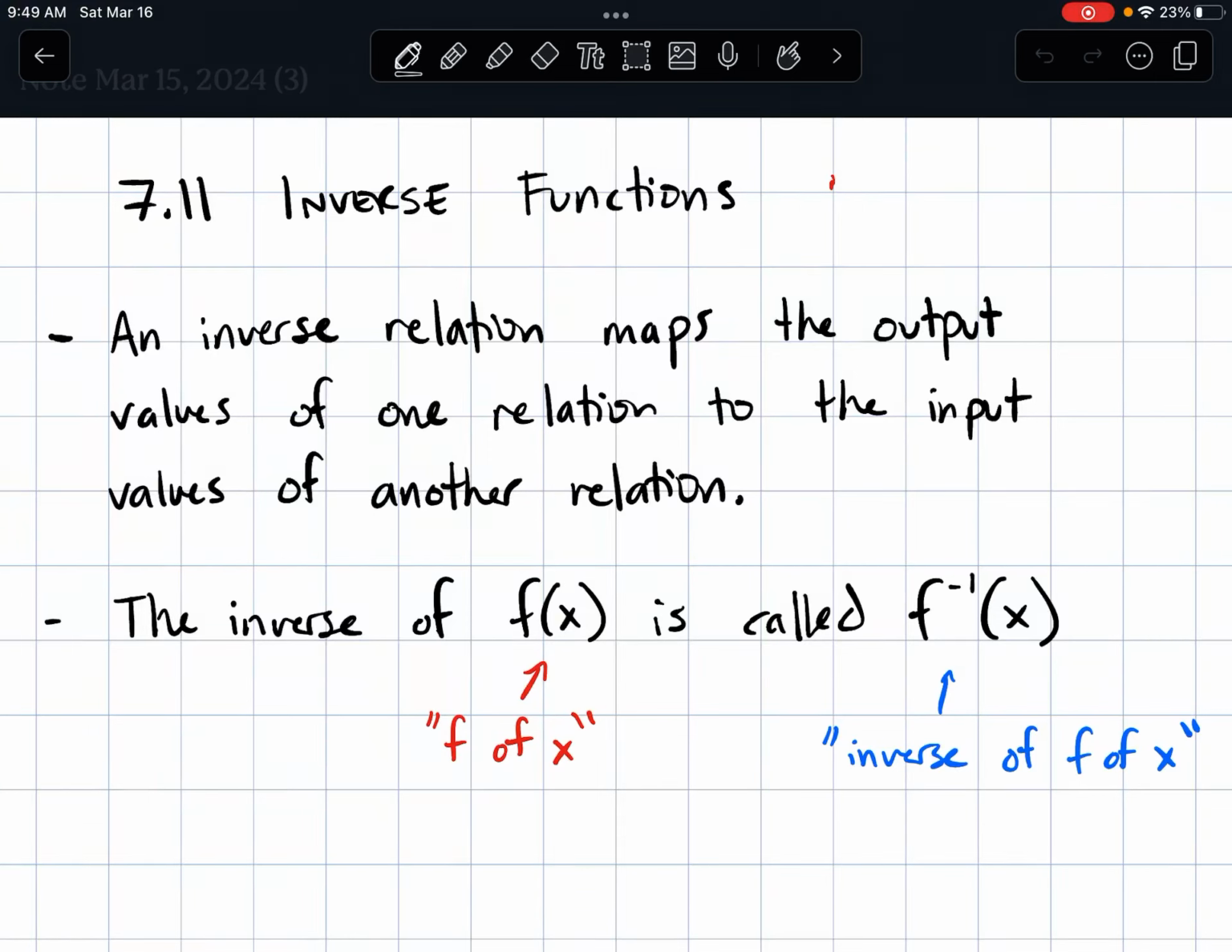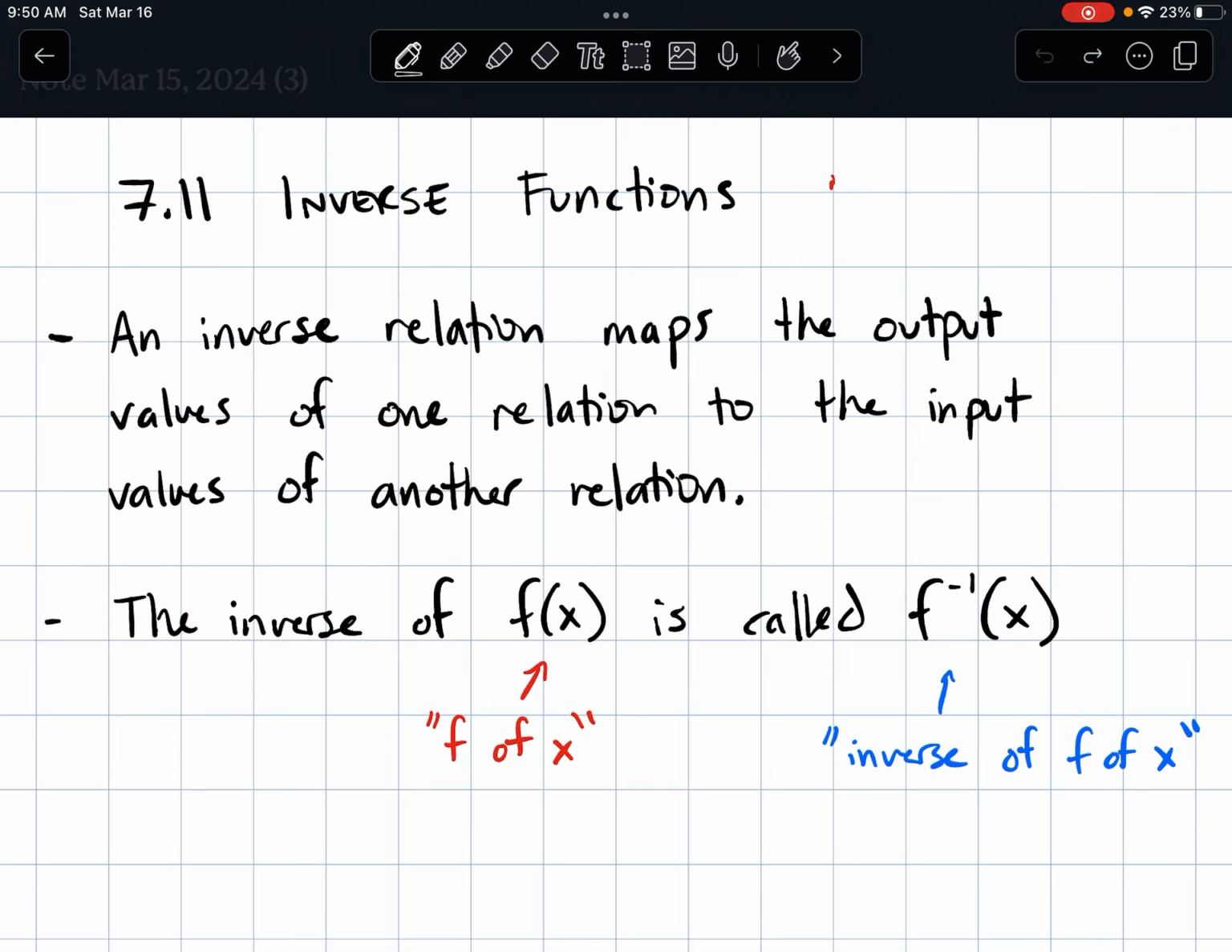So here in the last part of chapter 7, we're talking about inverse functions. Now an inverse function maps the output values of one function to the input values of another function. Okay. Here we're using the word relation. I said the word function.